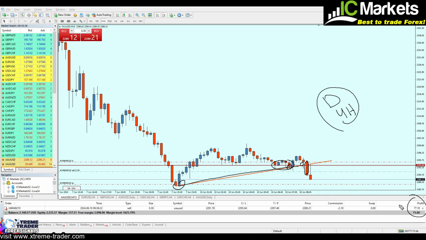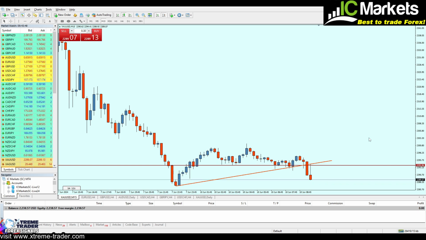Already right now we are running in a good profit of $77. This is my first trade for the day, guys, and $82 is really fine for me. Okay, take it, done. We have made easily $80 from the beginning of the day. Fantastic. So now the account is $2,238.